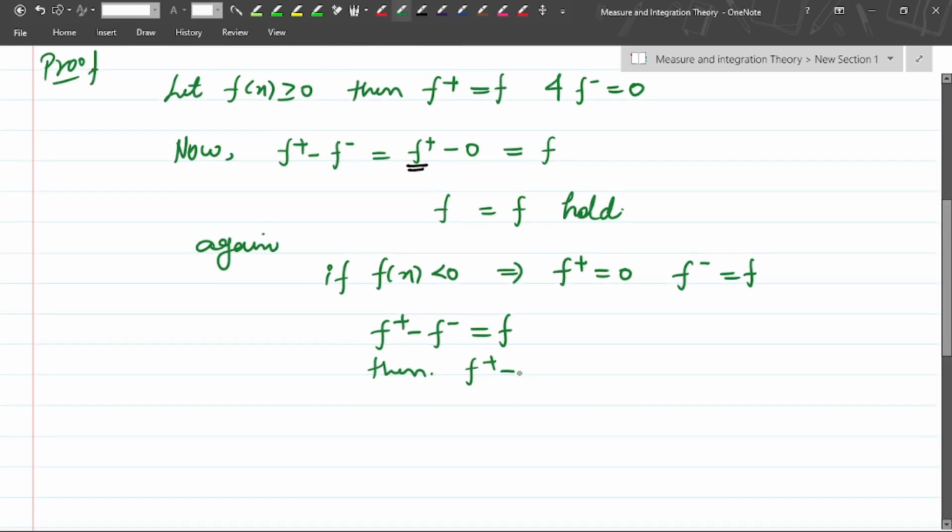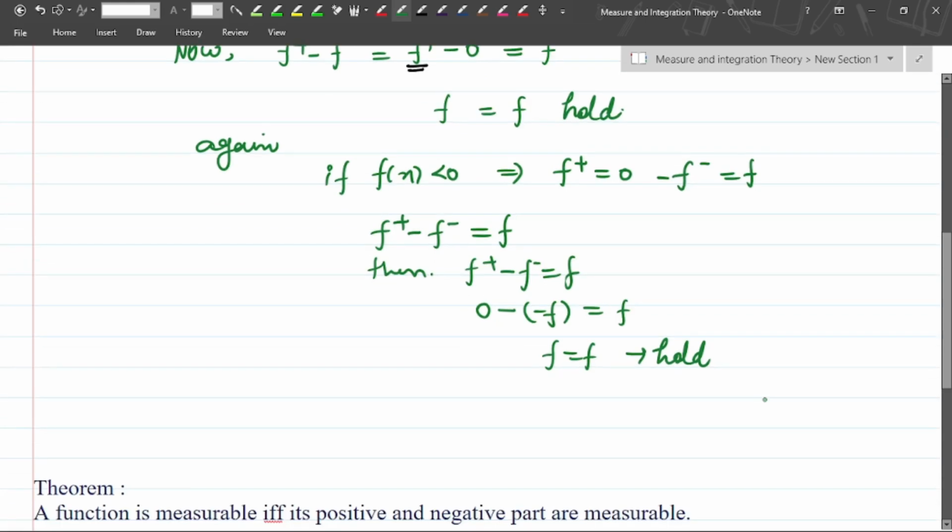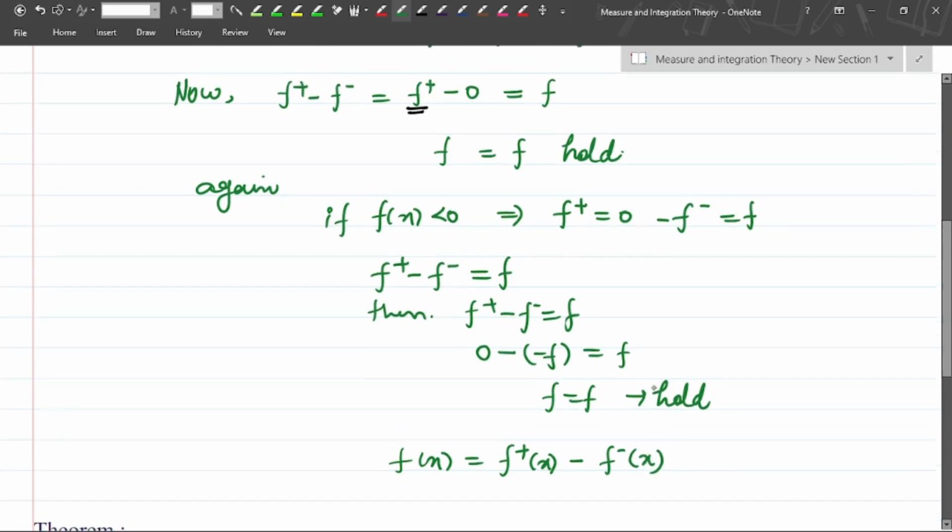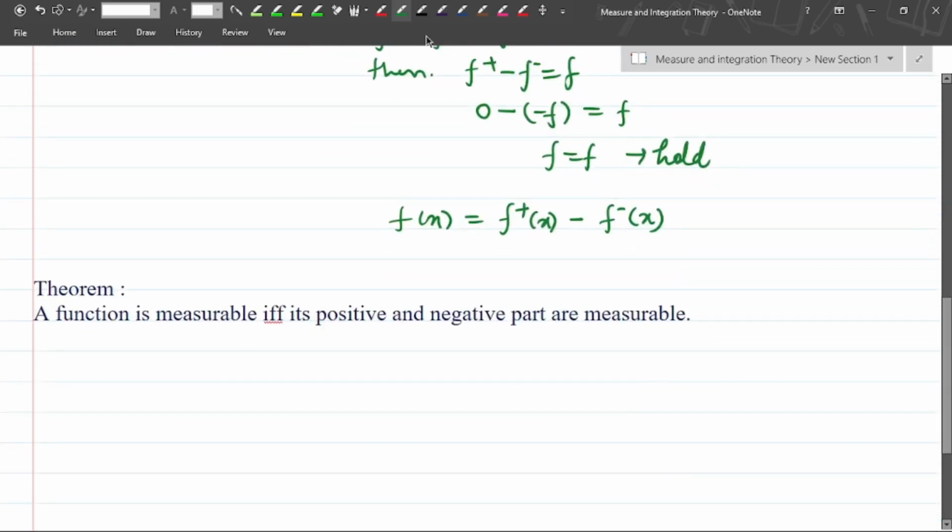And the same thing here. f plus will be 0, and f minus is equal to minus of f. So minus of f minus is equal to f. Then it means f is equal to f, and it also holds. So we can write f(x) as f plus of x minus f minus of x. Both results hold, and we can conclude this.